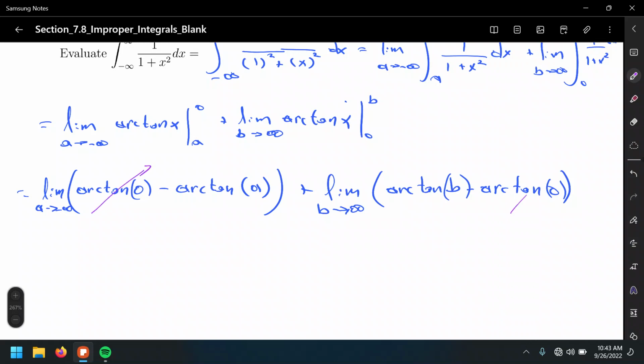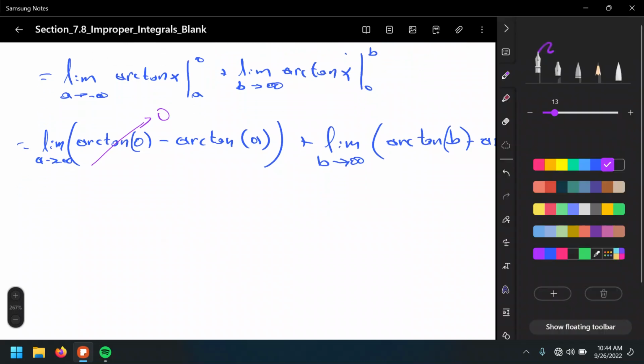Where is that going to go to? 0. However, what is arctangent at infinity and what is arctangent at negative infinity? That'll be the question here. Any ideas of what arctangent of infinity is? Is it infinity? Would this blow up to infinity? Pi over 2? Well, where is this coming from?